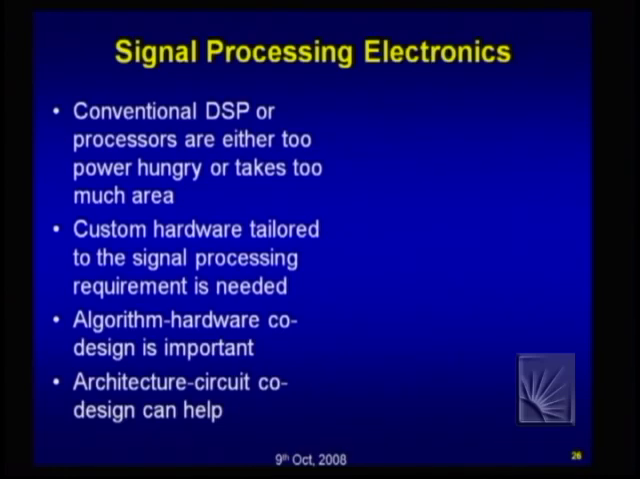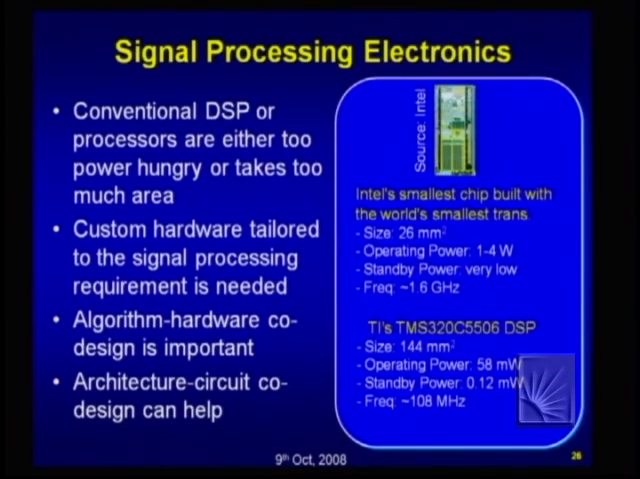Now, let us look into the signal processing electronics. If you want to implement those two tasks, it turns out that conventional DSP or processors are either too power hungry or they are too big. For example, if you look into the latest processor from Intel, that is Atom, that is built with 45 nanometer technology, that is world's smallest transistor as of now. The size is not too bad, it is 26 millimeter square, although we need smaller one, but the operating power is in the range of watt, 1 to 4 watt, that is a lot. Standby power is not mentioned. There are different levels of standby mode of Atom processor, but it is still in the range of few milliwatt.